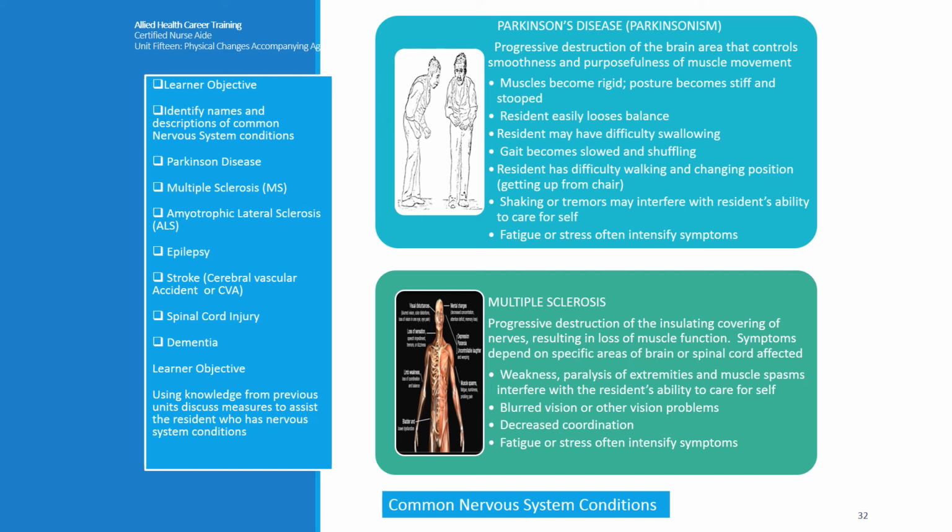So they may have blurred vision or other vision problems, definitely decreased coordination, and eventually people with MS are not going to be able to walk. People with Parkinson's may be able to walk a lot longer than people with MS, but people with MS are going to have that decreased coordination, the muscle spasms, and weakness and paralysis, and they're eventually not going to be able to walk and will be confined to a wheelchair. Again, fatigue or stress can often intensify these symptoms as well. So we want to keep people with MS going as much as we can, encourage their independence, but also give them plenty of rest periods so that their symptoms don't intensify.